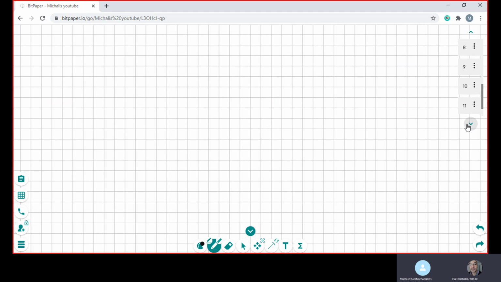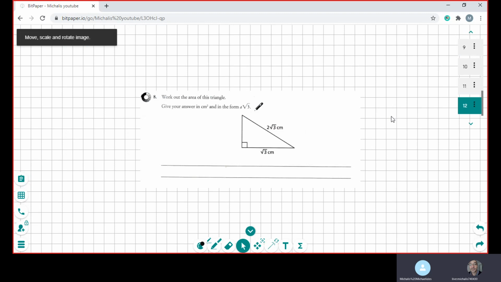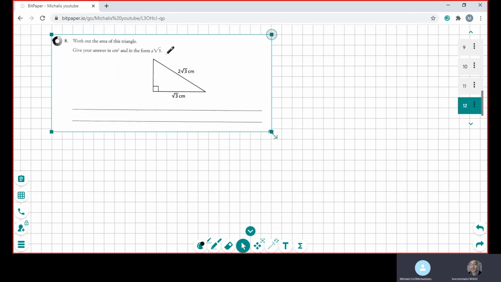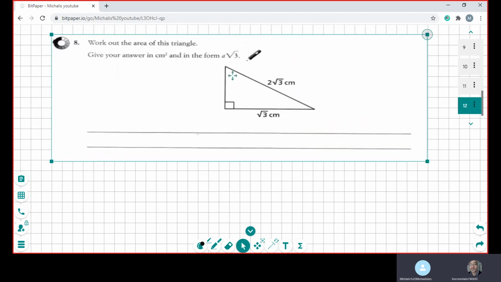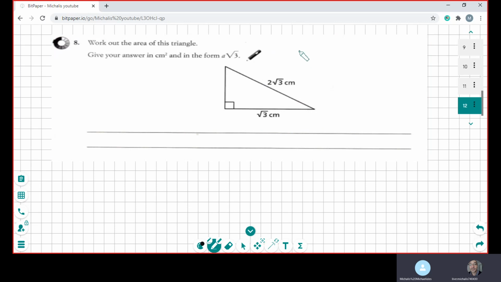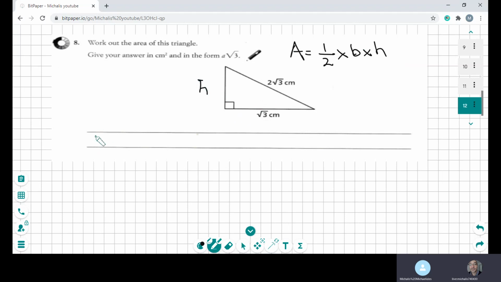In the next exercise, we need to find the area of a right angle triangle. And we have the hypotenuse as 2 root 3, and the base of the triangle is root 3. To find the area, we need to use the formula of the triangle area, which is area is half times base times height. But we don't know the height, so it's necessary to find the height using the information in the question. So in this case, we can use the Pythagoras theorem.